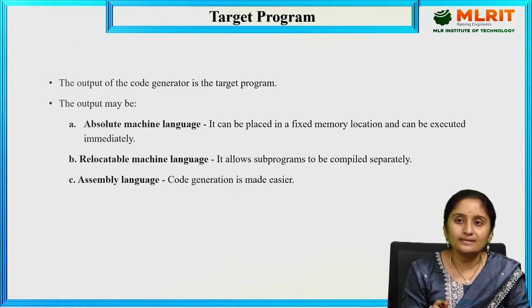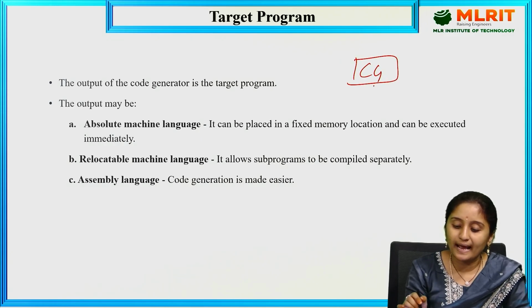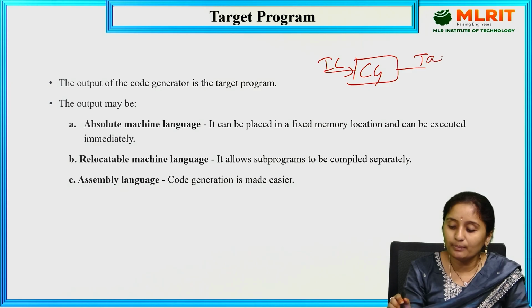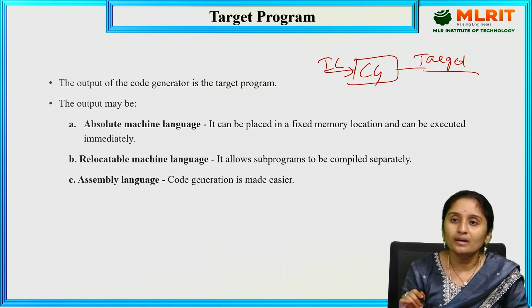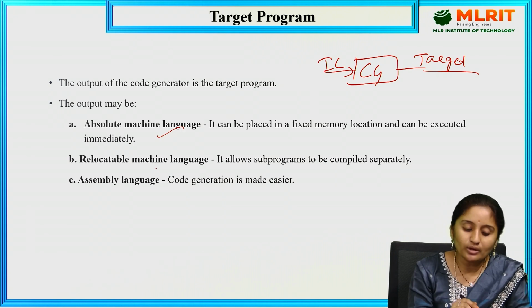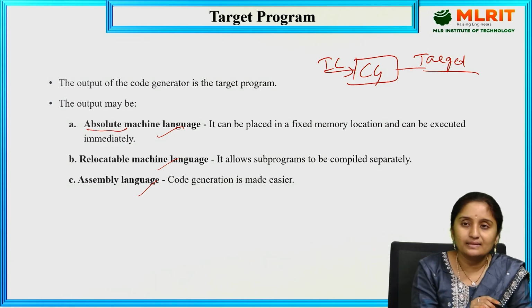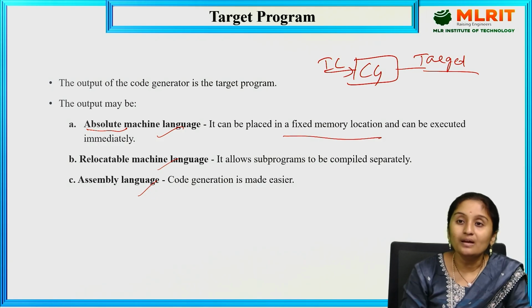So the next parameter is the target program. The input given to the code generator, the intermediate code or optimized intermediate code, generates the target program as the output. So the output of the code generator is nothing but the target program. The target program can be of different types: absolute machine code, relocatable machine code, and assembly language. Here the absolute machine code, as the name itself tells us, absolute means fixed memory locations.